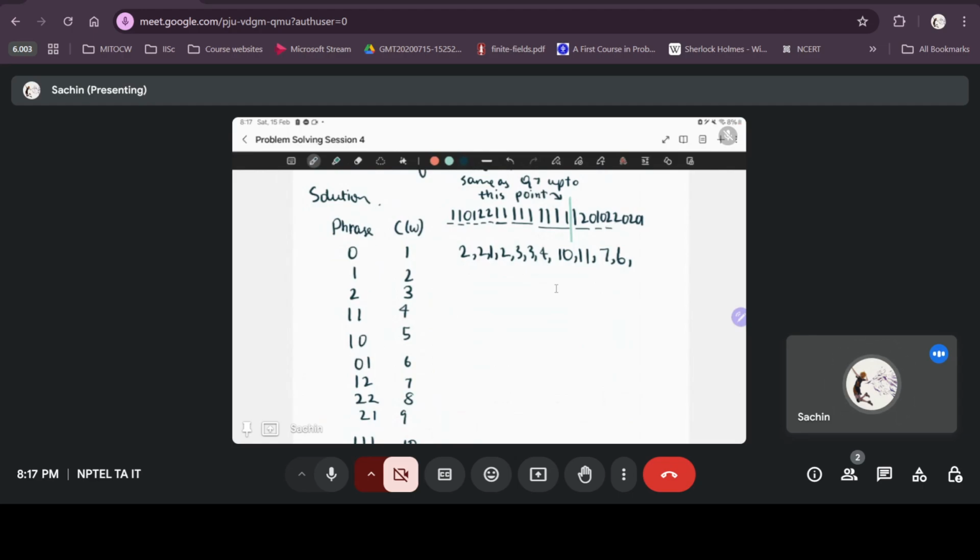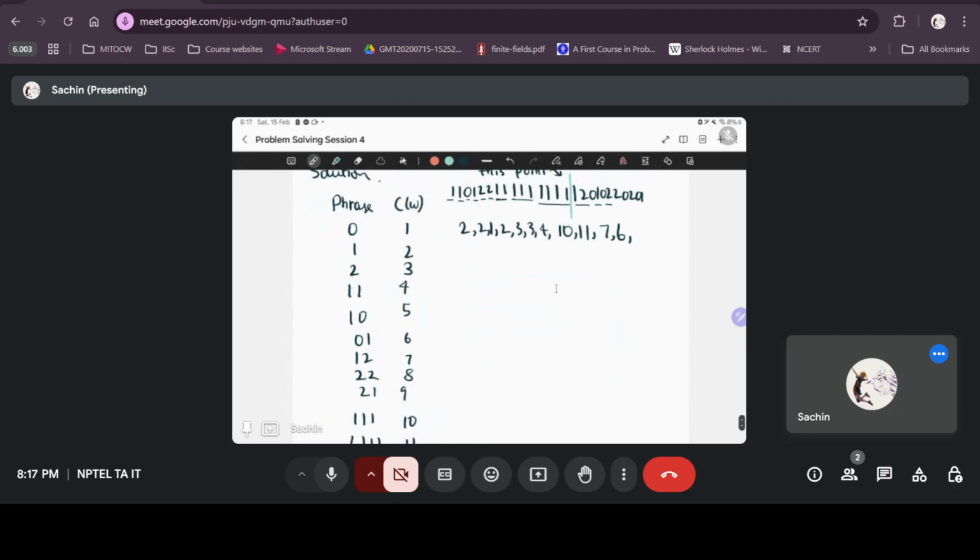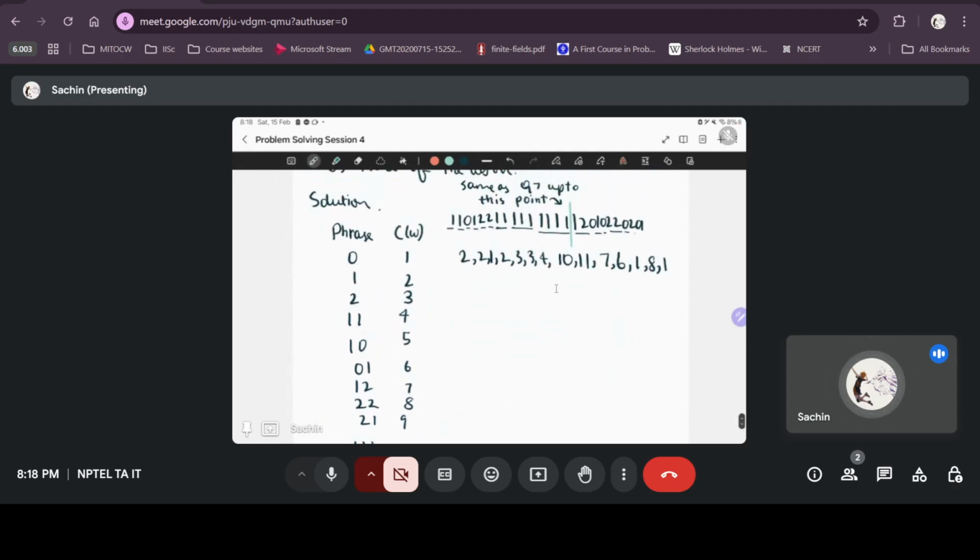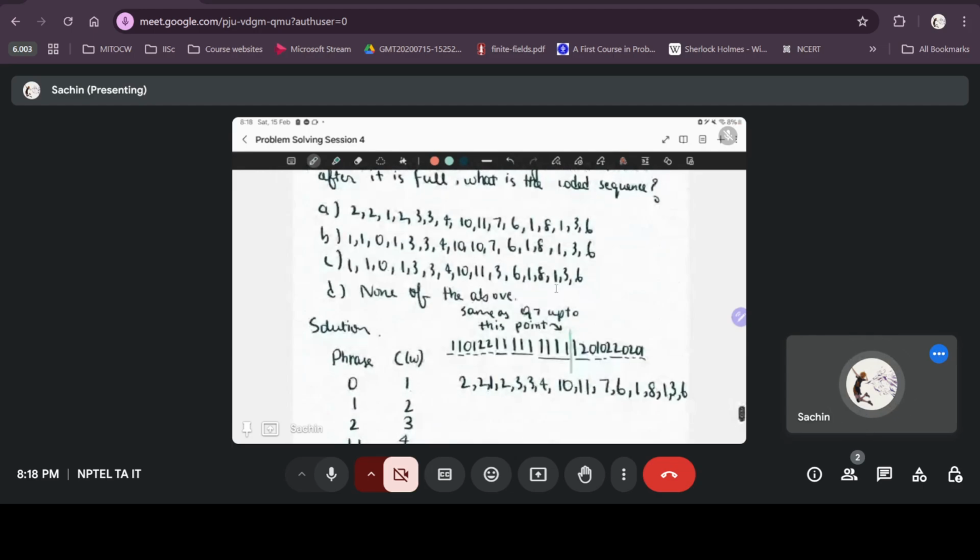then 0 2, as there's no code word, 0 as index 1, 2 2 as index 8, 0 as index 1, 2 0 as 0 2 0, 2 as index 3, and 0 1 as index 6. So that matches with option A.